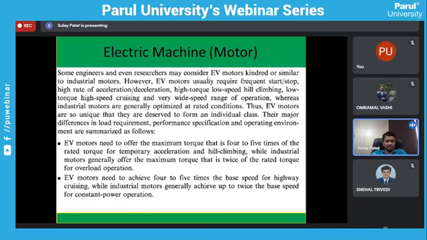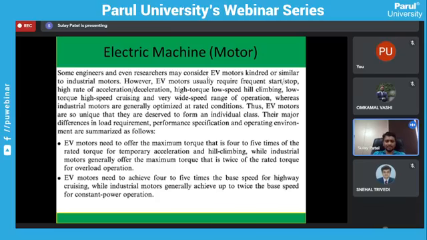EV motors need to offer a maximum torque that is 4 to 5 times the rated torque for temporary acceleration and hill climbing, while industrial motors generally offer a maximum torque that is twice the rated torque for overload operation. EV motors need to achieve 4 or 5 times the base speed for highway cruising, while industrial motors generally achieve up to twice the base speed for constant power operation.